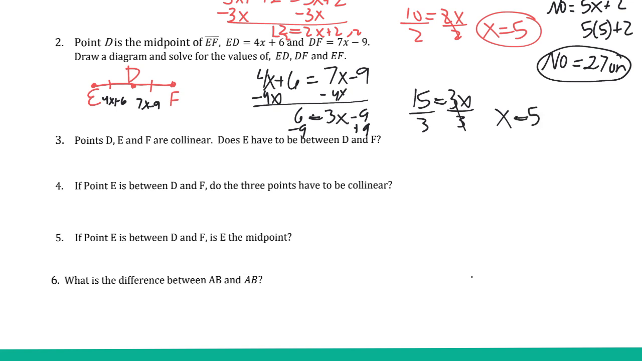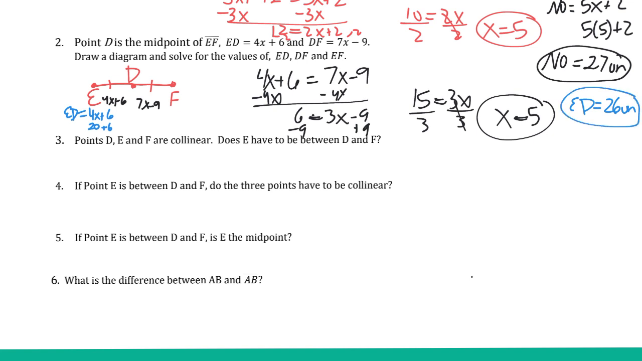So look at your directions. Does it just want x? Oh, it wants all the lengths. So what we need to do is find ED. Well, it looks like ED is going to equal 4 times x plus 6. So we do 4 times 5 is 20, and you add 6. So from E to D is equal to 26 units. Always look to say, does it tell you the numerical value in inches or centimeters? But it doesn't, so we say units.